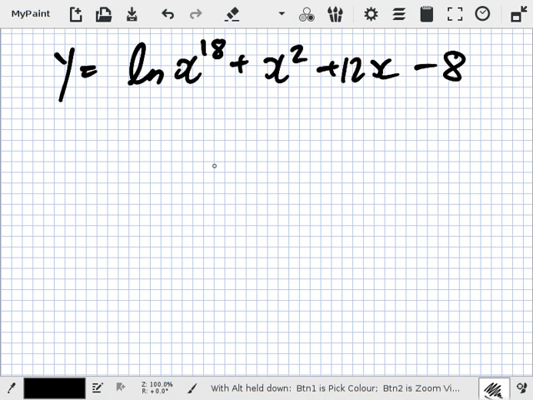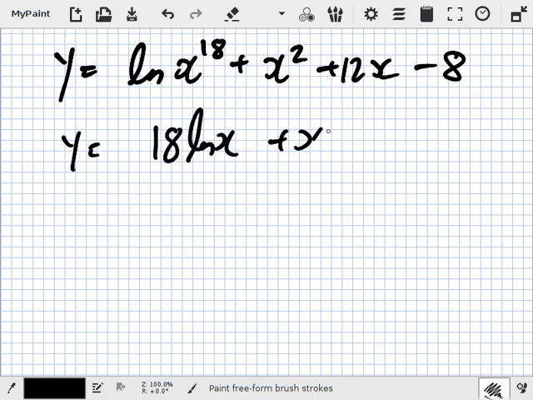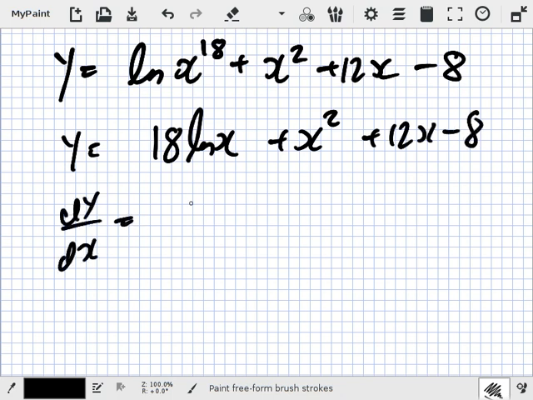Can I differentiate this? Not yet. The 18 is the problem. Bring the 18 down: 18 over x. So we have 18 log x plus x squared plus 12x minus 8. The derivative then is 18 over x plus 2x plus 12, and we want that to be 0.